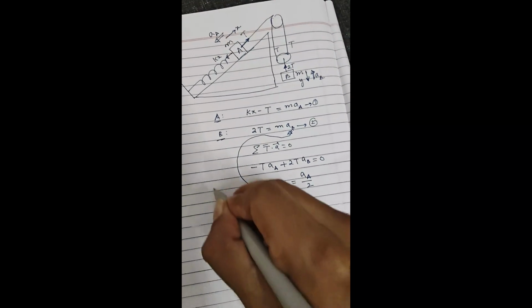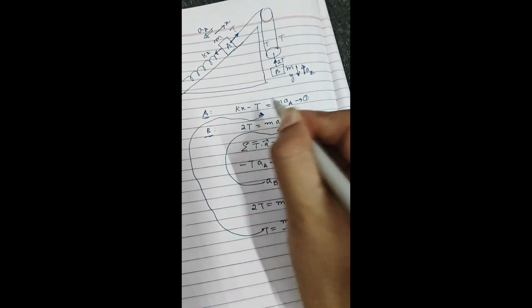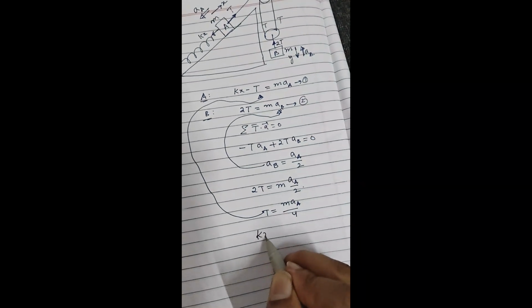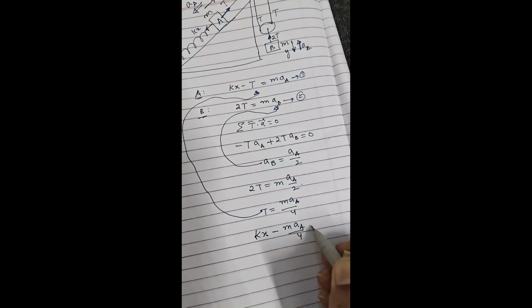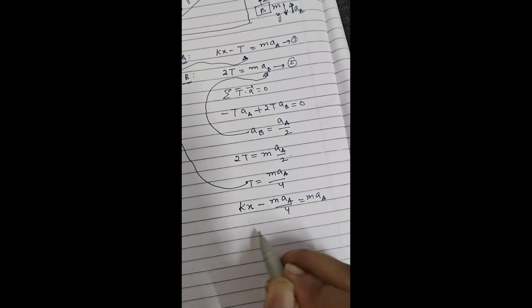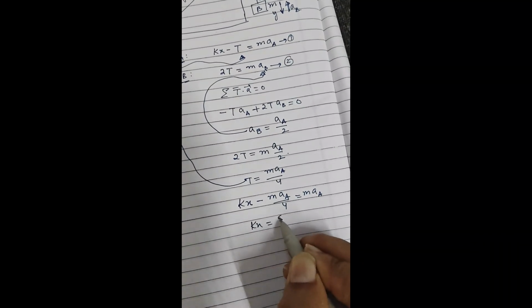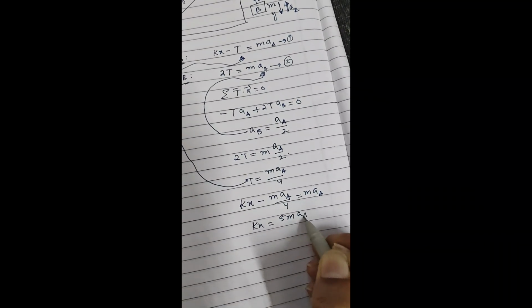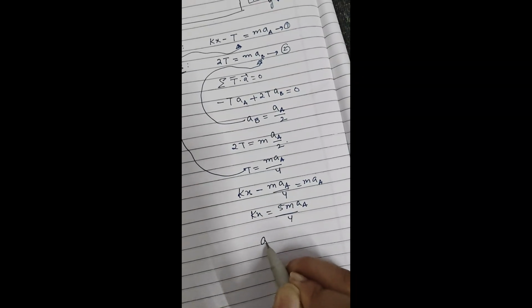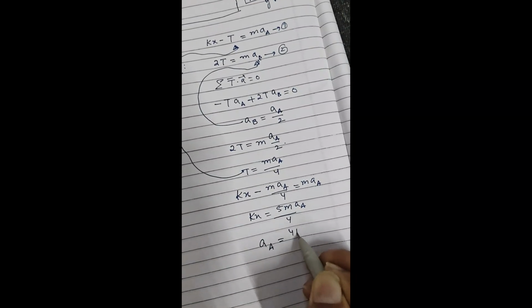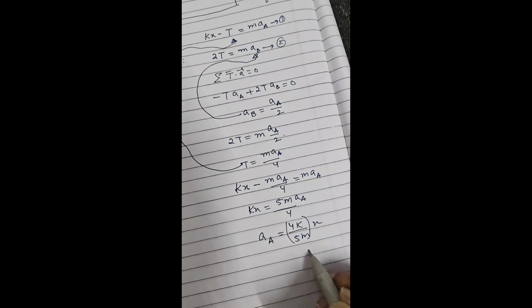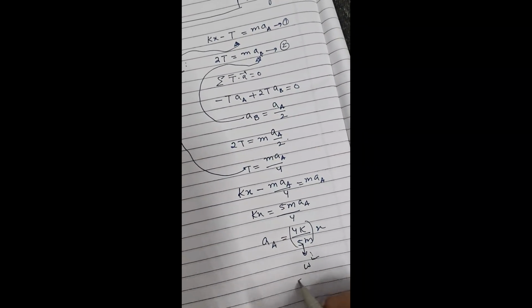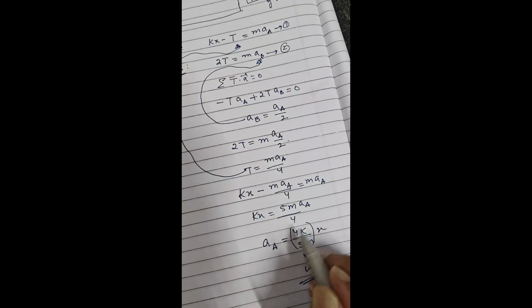Now put this tension in this equation. So you will get kx minus m acceleration of A by 4 equals m into acceleration of A. If I take this one that side, I will get kx equals 5m acceleration of A divided by 4. So acceleration of A will be what? 4k by 5m times x. And therefore this must be your omega square. So omega will be under root of this.